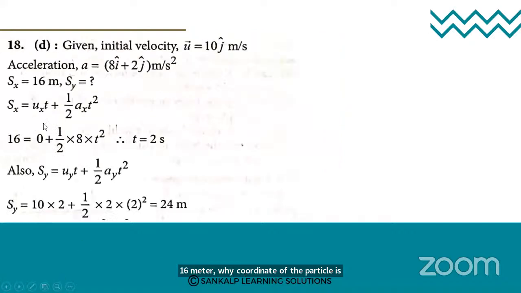Yes, so the initial velocity is 10 j cap and acceleration is 8 i cap plus 2 j cap. Here the displacement is given, that is 16 meter. Yes, why they are asking. So Sx will have the, we are getting T.